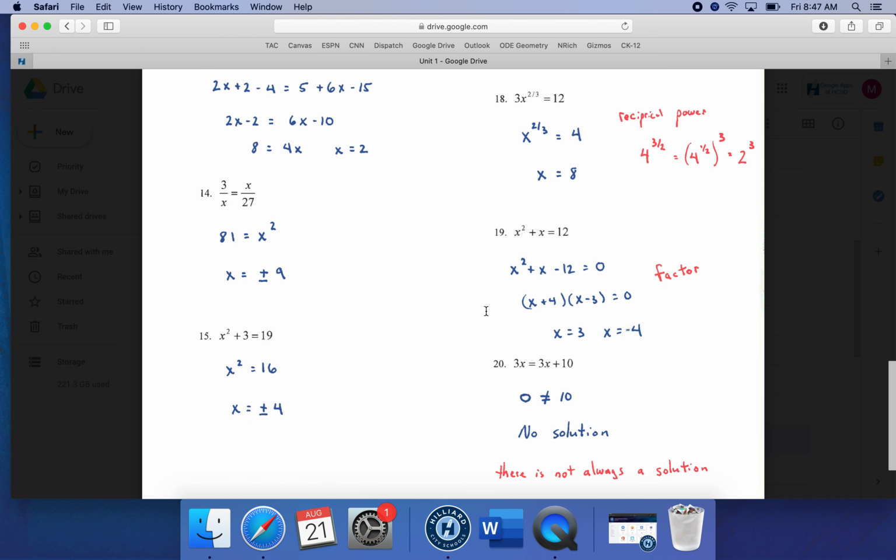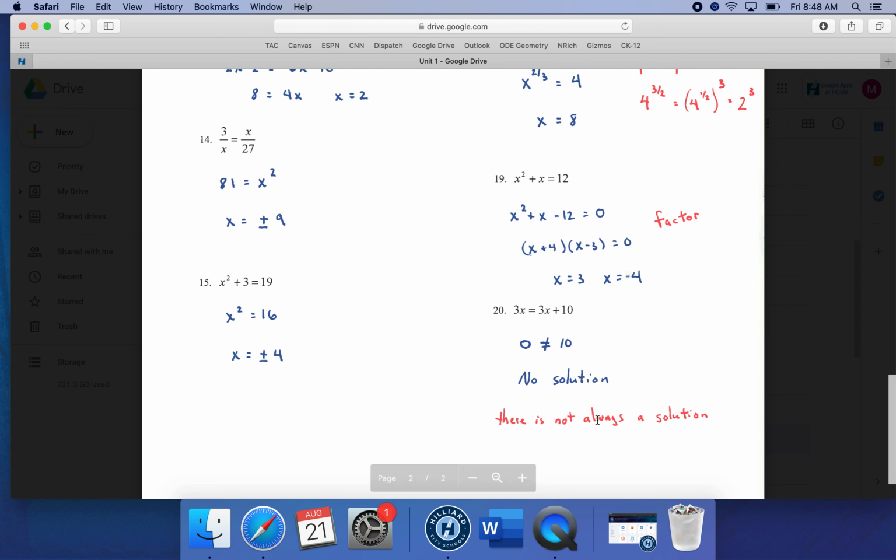19 is factoring a quadratic using double bubble. If you remember, you're looking at the factors of negative 12 that have a difference of 1. Again, this was in Algebra 1. You can do it. And then 20 was just an example where there is no solution: 3x equals 3x plus 10. Well, there's no value of x that's going to make this a true statement. No matter what you do, you're going to get a false statement, and so you're going to get no solution, which is a reminder that there's not always a solution.